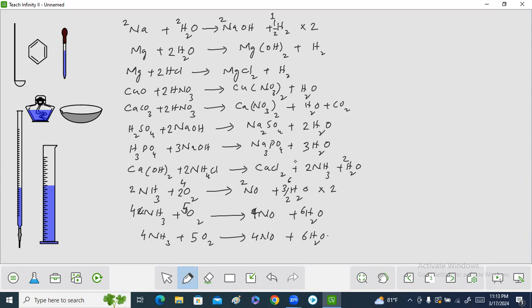Let's do some more equations. This is the reaction of iron trioxide with carbon monoxide.